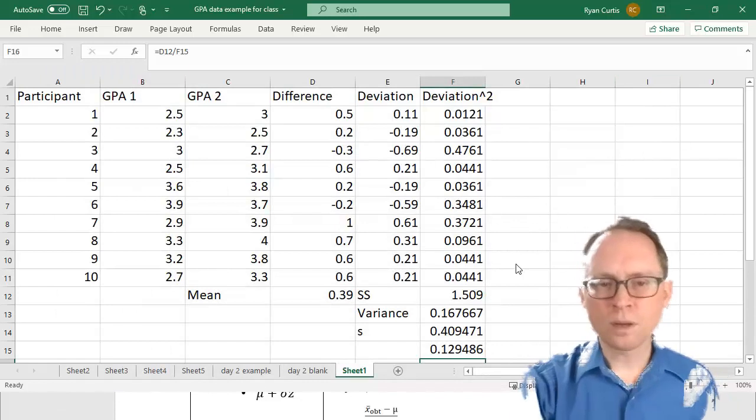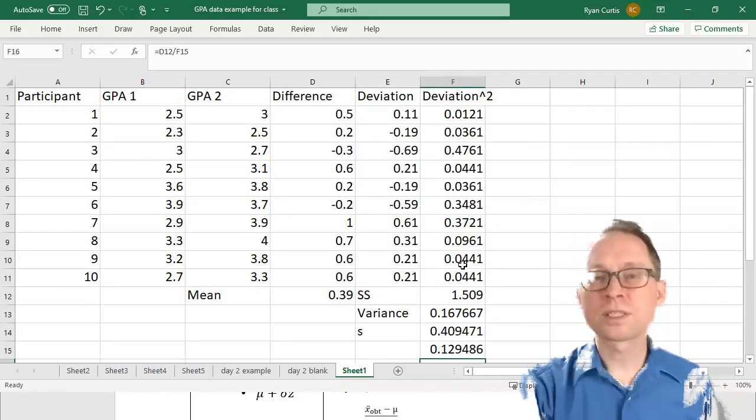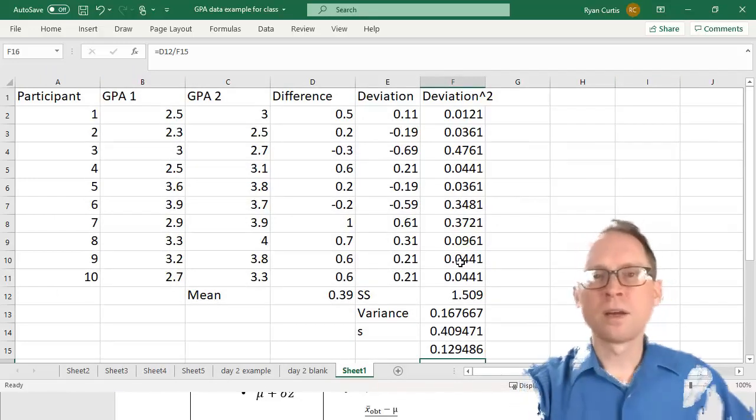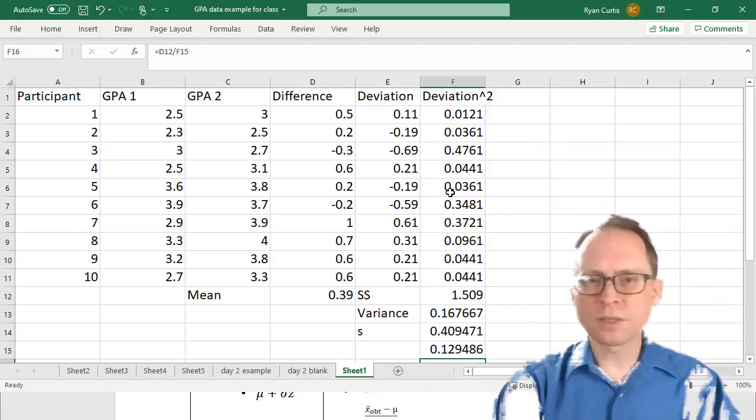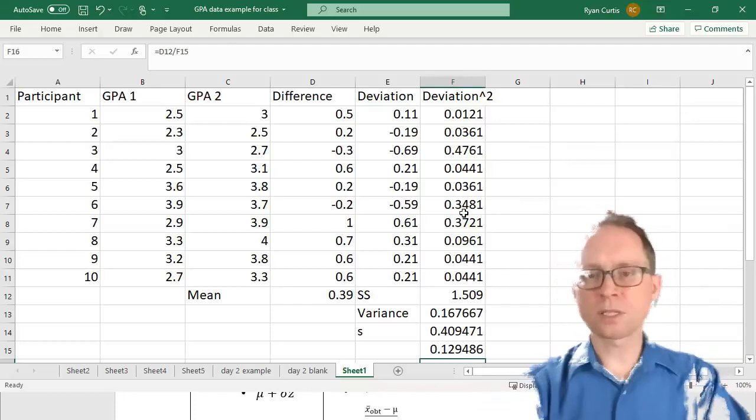Hi, everybody. Welcome back to the second half of the paired samples t-tests chapter. So this is chapter 13. Let's go ahead and get back to this. We'll get to the example that we talked about last time in just a second.